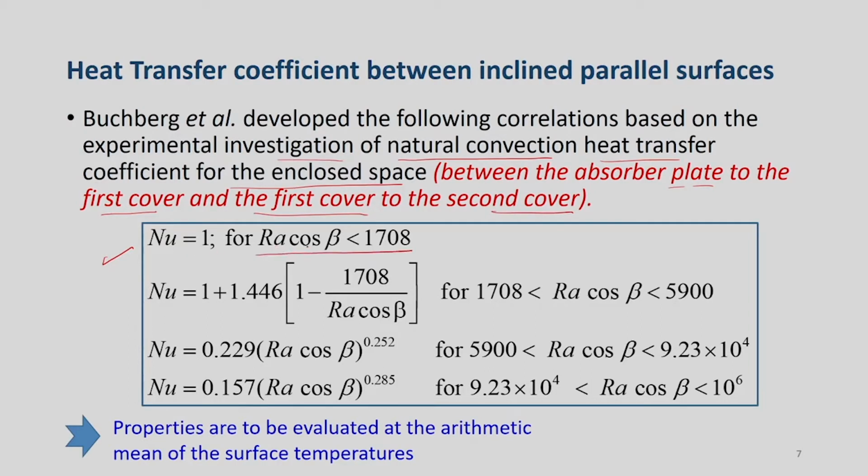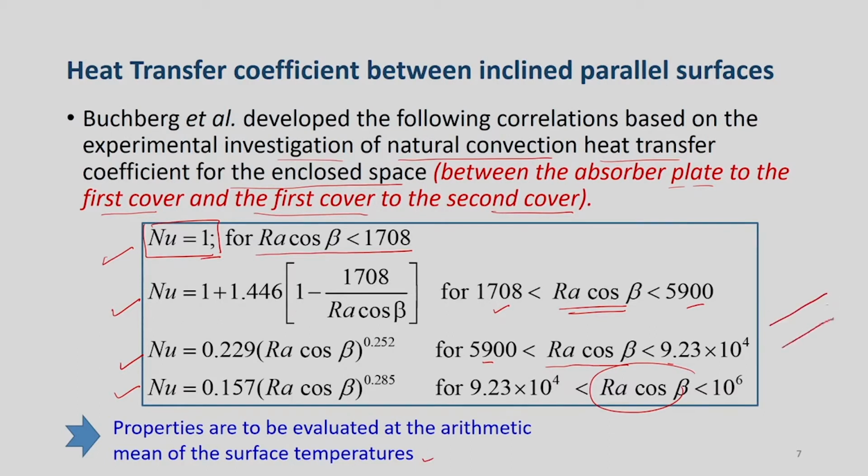So, if Ra cos beta is less than 1708, then we will use Nusselt number equal to 1. If this value Ra cos beta is in between these two values, then we will go for this expression, and finally if this value is very high, then we will go for this expression. But we should be very particular about how to calculate the properties of the fluid. The properties are to be evaluated at the arithmetic mean of the surface temperatures.